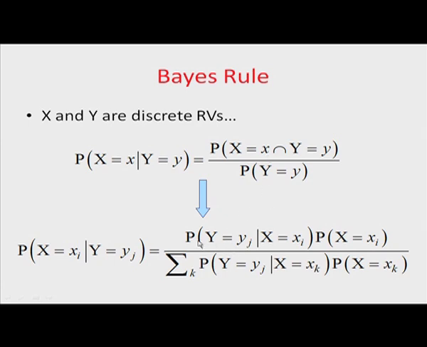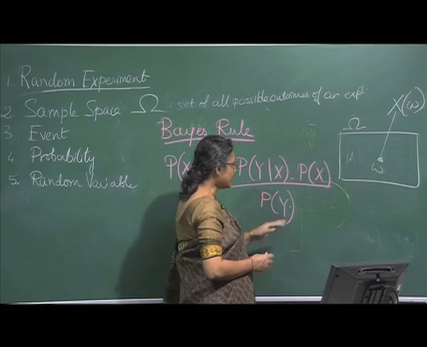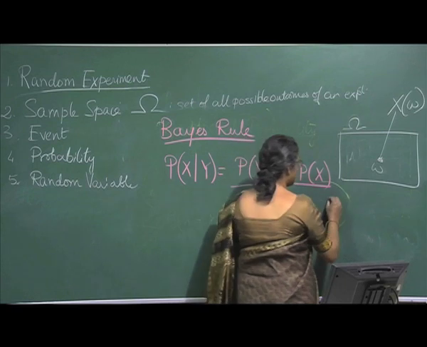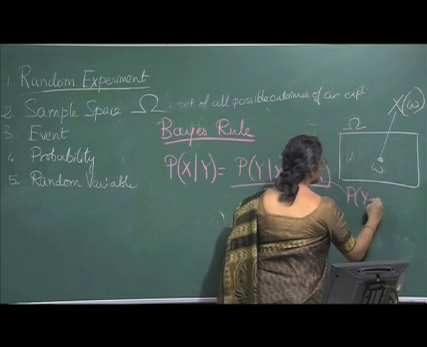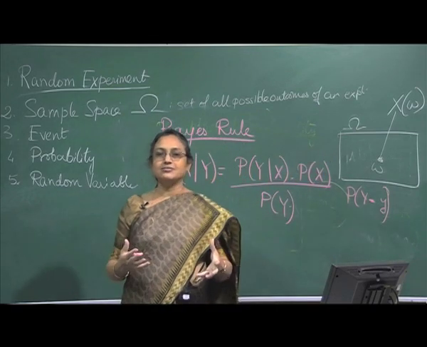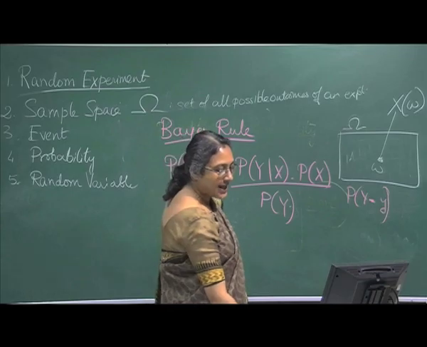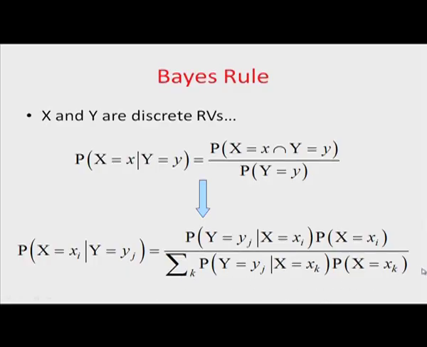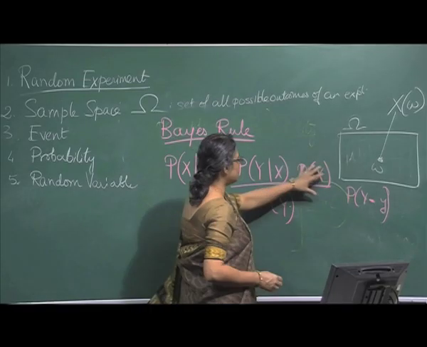is probability of X equals x and Y equals y, which is probability of Y equals y given X equals xi times probability X equals xi, divided by probability of Y equals y. Now, in order to find out probability of Y equals small y, you can marginalize over all possible values of the random variable X, and this is what happens here. In this denominator, we are doing the marginalization, and this is Bayes rule.